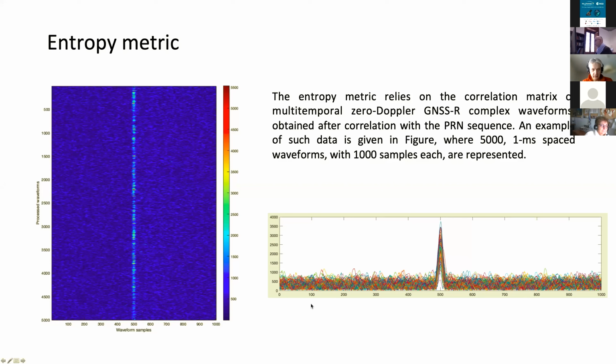And on the right side, you can see the same, but here the waveforms are represented as plots. So you have, in this case, 5,000 delay waveforms superimposed in this plot. So we start from this kind of measurements. You can see that these measurements are also well aligned. So specular points have been aligned very well in this pre-processing phase.